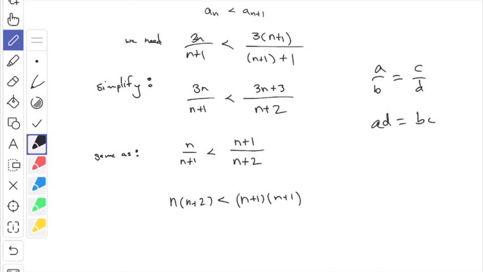All right. Now, what can we do? Well, let's do the FOIL, I guess. Distribute on the left, n squared plus 2n, and on the right, do the FOIL, n squared plus 2n plus 1.